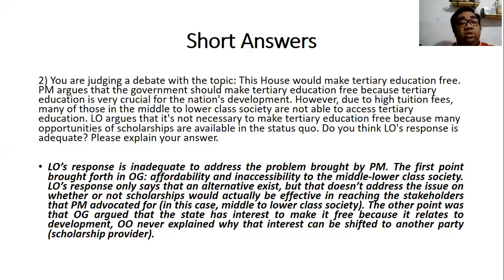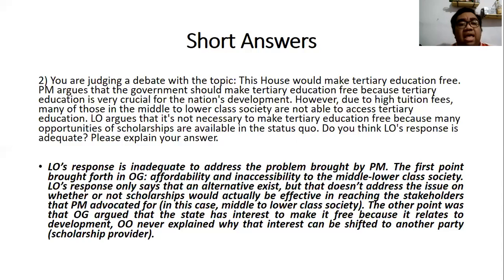So the Leader of Opposition's response is inadequate to address the problem brought by the Prime Minister. The first one that was brought forth in OG was on the issue of affordability and inaccessibility to the middle, lower class society. What the Leader of Opposition did in response was only saying that there is an alternative existing in the status quo, but saying that something exists doesn't necessarily say why something works. And so therefore, we don't think that it sufficiently addresses the issue on whether or not scholarships would actually be effective in reaching the stakeholders that the Prime Minister advocated for. In this case, it is the middle to lower class society.